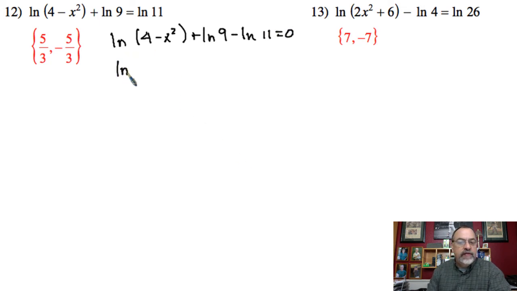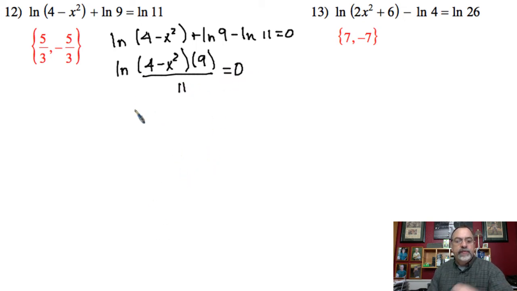So again, now we have the natural log of 4 minus x squared. Plus means multiplied by, minus means divide, and again is equal to 0. We have a single logarithm. Change it to its exponential, inverse operation.